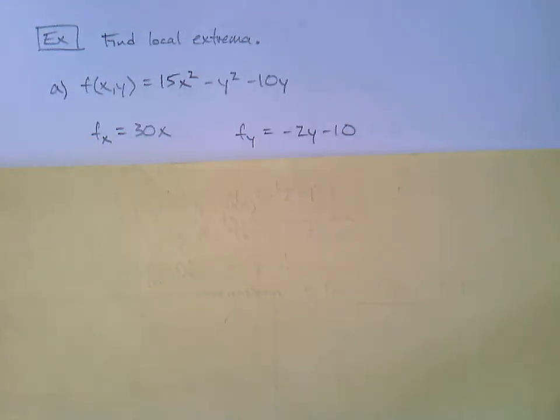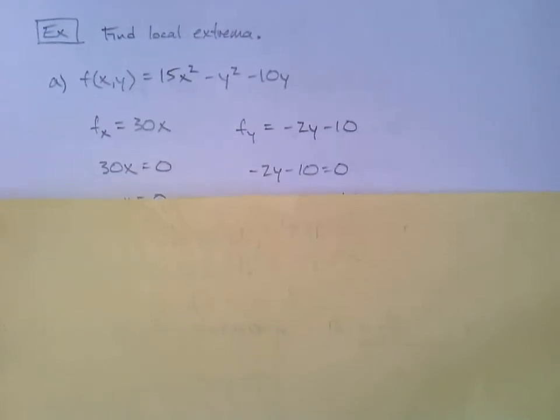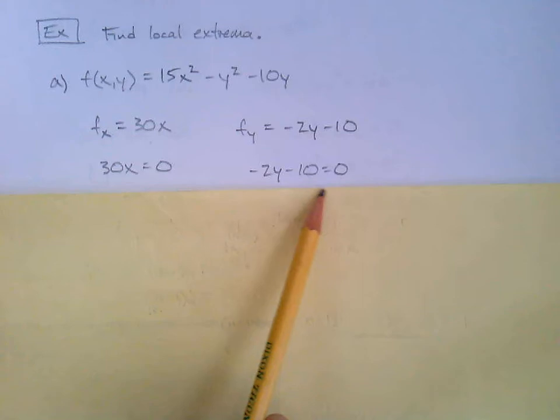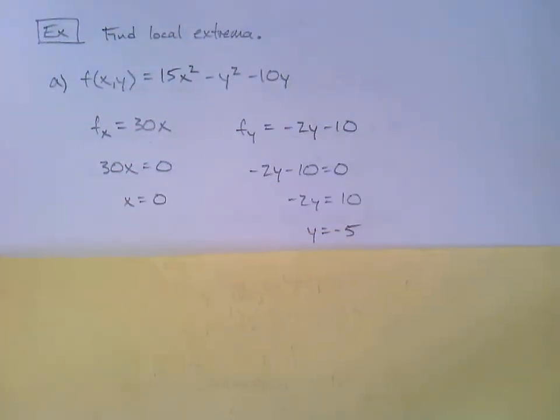We noted in our test that we need the values where these both equal 0. So that's not going to be too difficult for this example. So we set each derivative equal to 0. And we're going to be able to solve for x and y rather quickly. This did not give us too much trouble at all. Solving f sub x equal to 0, we get x equals 0. Solving f sub y equal to 0, we end up with y equals negative 5.